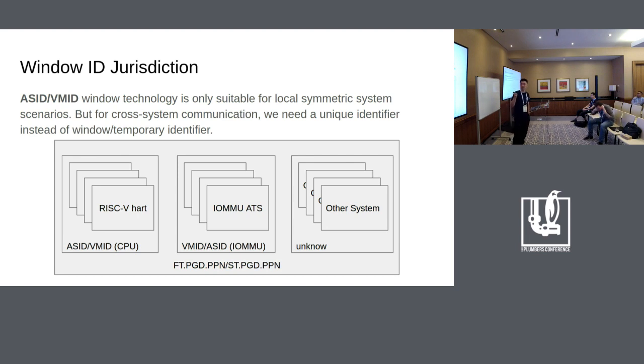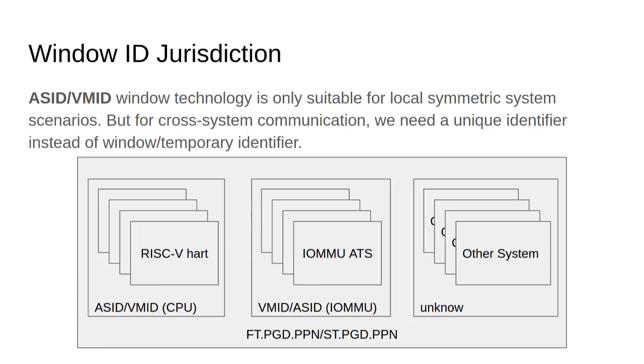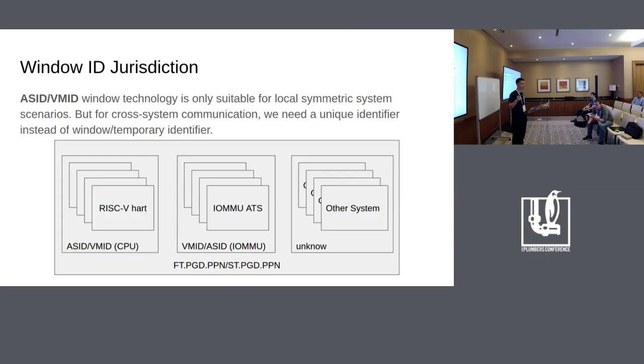ASID and VMID. This window technology is only suitable for the local system. So you can see here the ASID. The CPU just uses its local ASID and VMID, and the IO memory also uses its own VMID and ASID, and that's a different system. And other systems maybe use other things, but for the namespace, they can all use the PPNs, first translation or second translation, to identify their namespace. So that's why we need a unique identifier instead of the window temporary identifier to maintain the whole system's namespace.